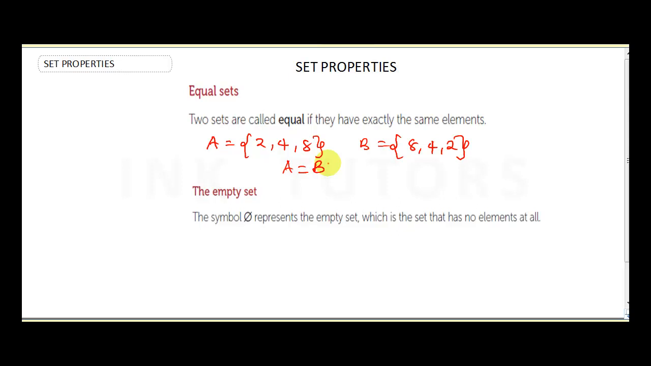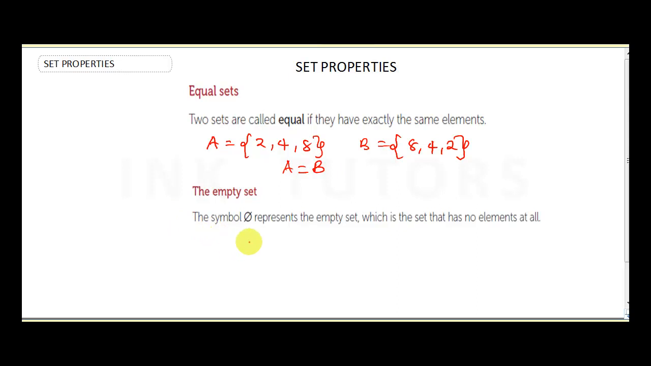The next one we'll be talking about is the empty set. Now, a set is said to be empty. Just like when you solve a maths question and you get 0, in set, we don't denote our answers as 0. We denote it as an empty set.